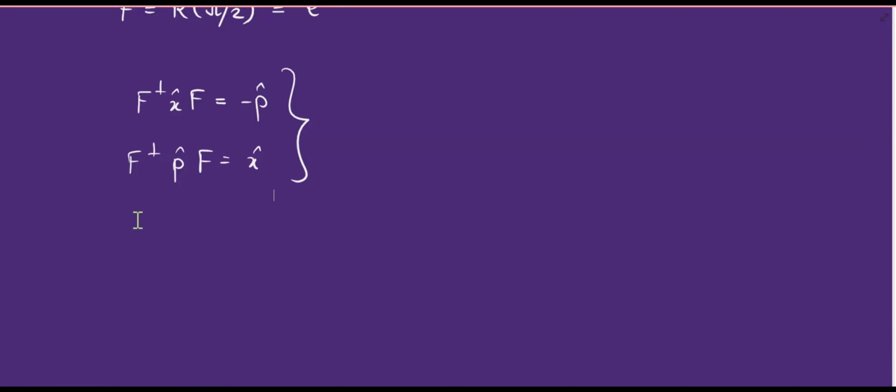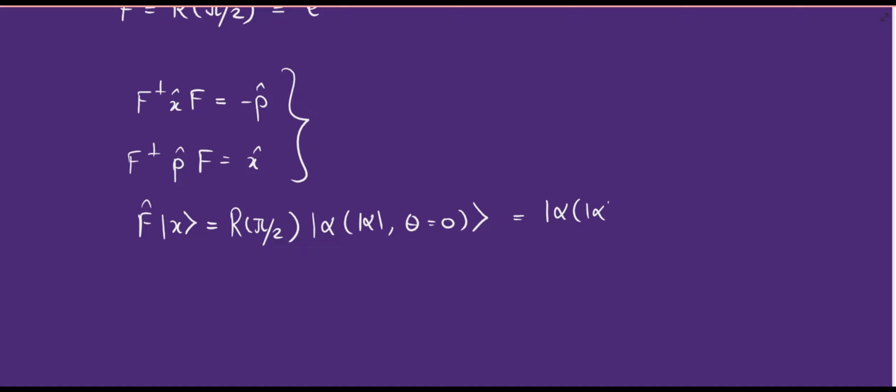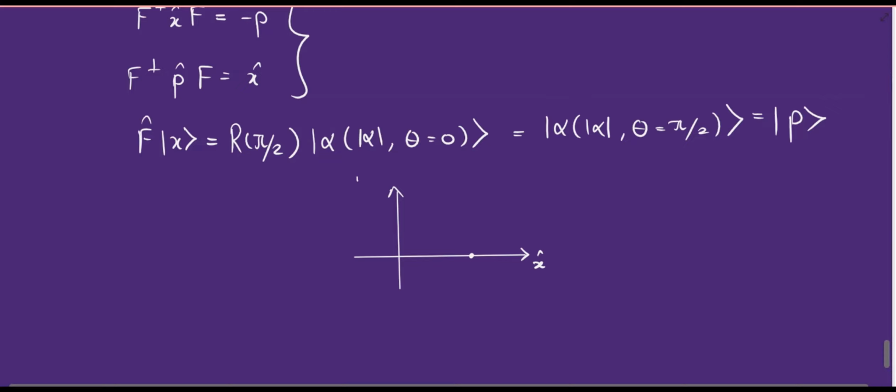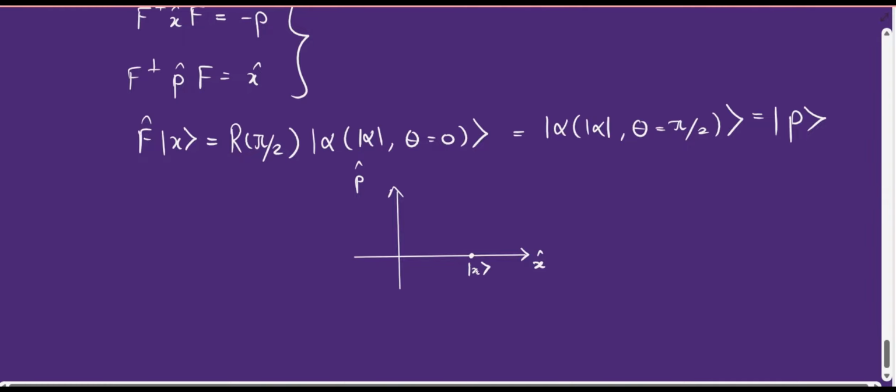Basically, what I mean to say is that when F cap acts on the position ket, it takes R(pi by 2) acting on the ket |alpha, theta equal to 0> to |alpha, theta equal to pi by 2>, which is a momentum ket. That means on the phase space, what it actually does is, so this is your x cap, this is your x position operator.